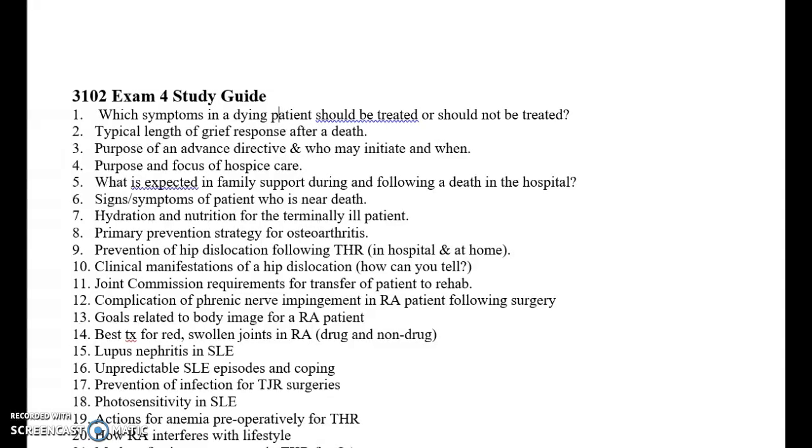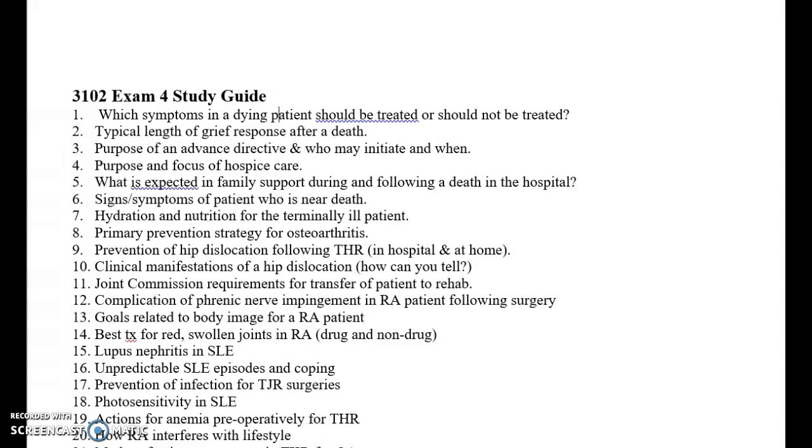Your book's pretty clear on primary prevention strategies for osteoarthritis. We talked in lecture about how to prevent hip dislocations using an abduction pillow. At home, there are other key things you want to teach the patient. I'll let you look those up.